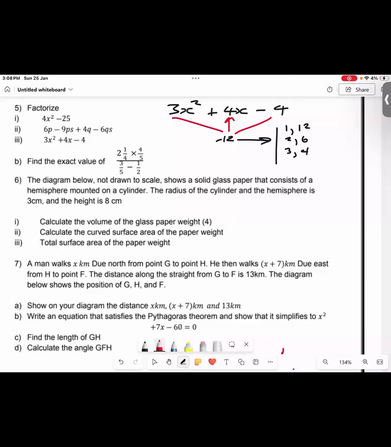Now my question to you is, looking at those pairs that are to the side, which of those combinations will potentially produce a 4 if I add or subtract them? I have 1 and 12, 2 and 6, 3 and 4. Which of those combinations could potentially produce a 4 if I add or subtract it? 2 and 6. 2 and 6. So that's my choice.